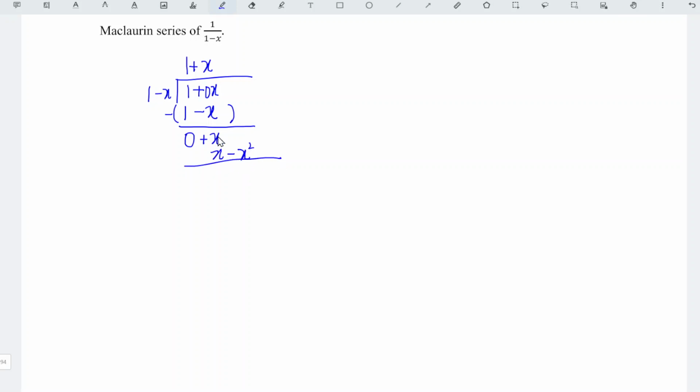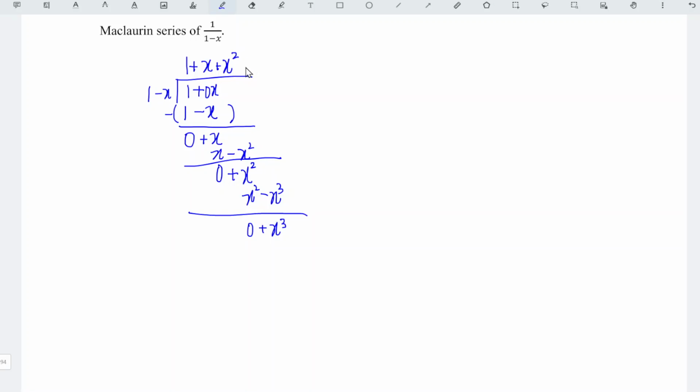Again, the first term we reduce to 0. When we apply minus, we obtain plus x squared. So the next term is supposed to be plus x squared. When we times, we should obtain x squared minus x cubed. When we minus, we obtain 0 plus x cubed.